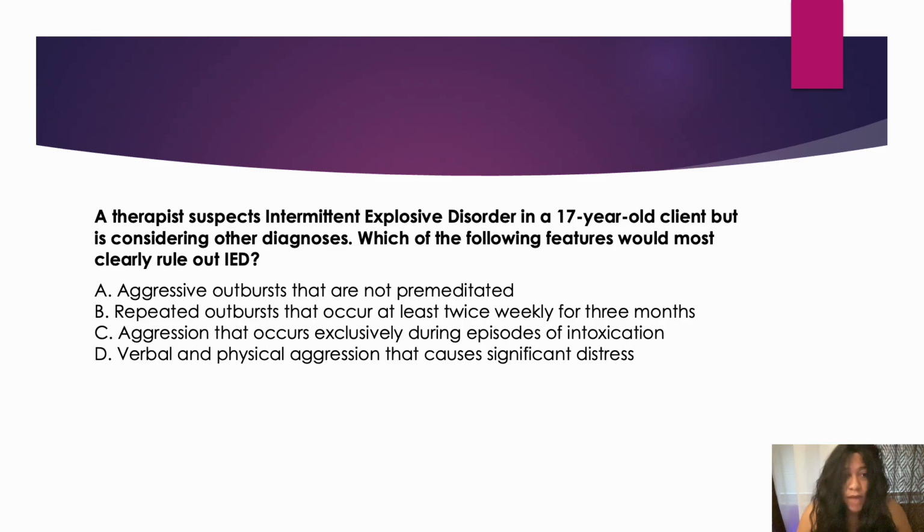A says aggressive outbursts that are not premeditated. That is IED. B says repeated outbursts that occur at least twice weekly for 3 months. That's IED. D says verbal and physical aggression that causes significant distress. That's IED. The only one that is not IED is C, aggression that occurs exclusively during episodes of intoxication. That is not a symptom. That is not a core feature of IED.